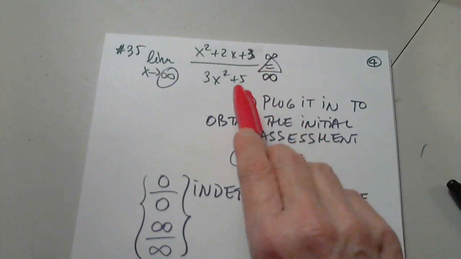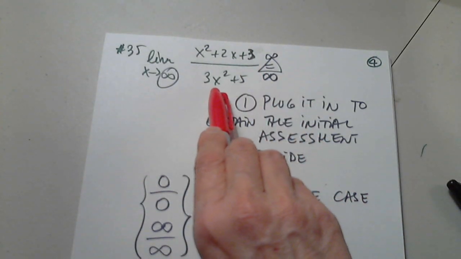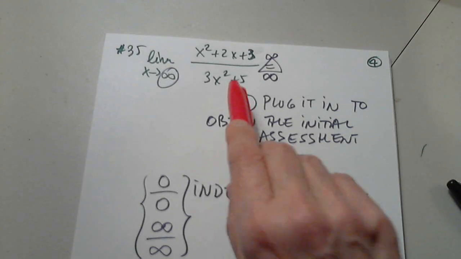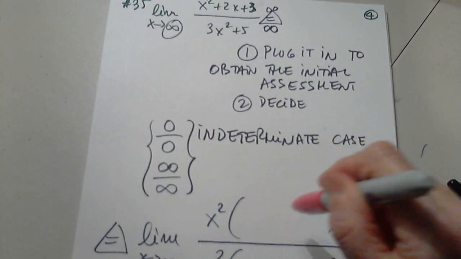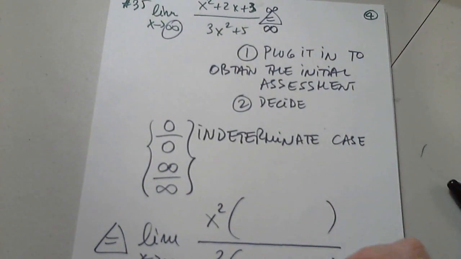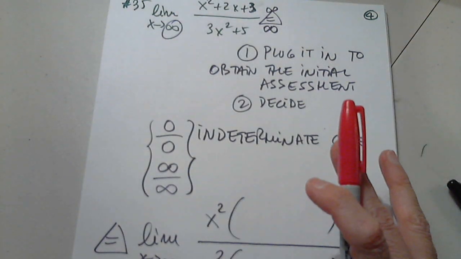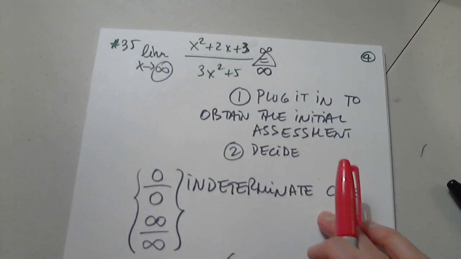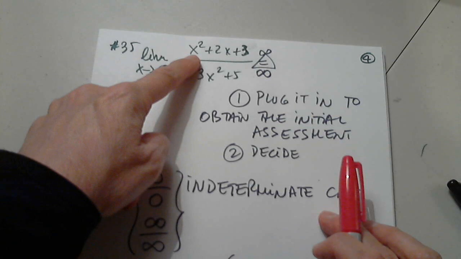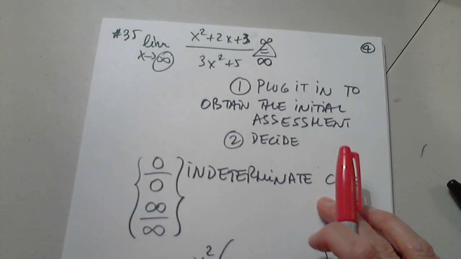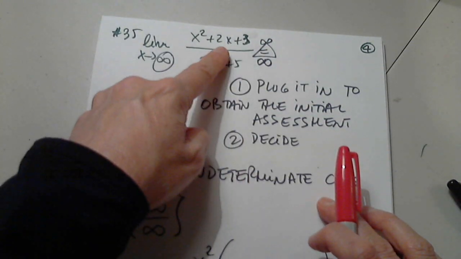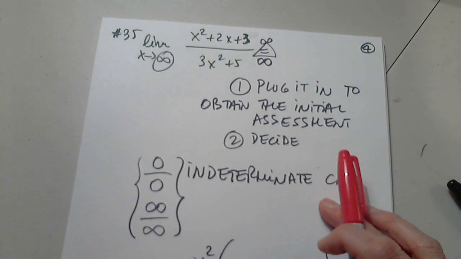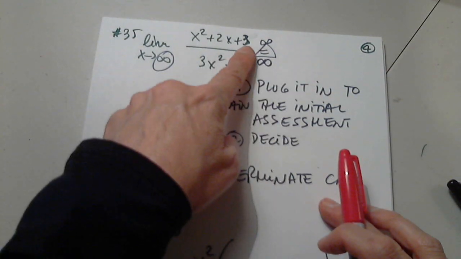3. Excellent. How many terms do we see here? 2. Excellent. So then here I have to have 3 terms, and here I have to have 2 terms, such that x squared times the first term is x squared. X squared times the second term is 2x. And x squared times the third term is 3.